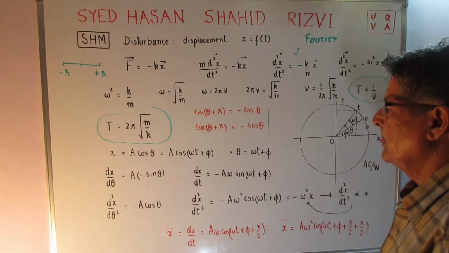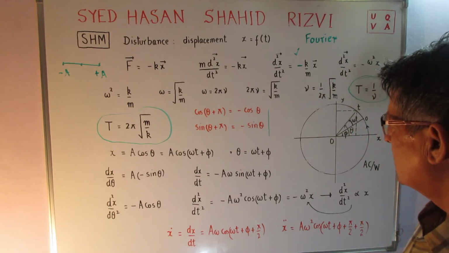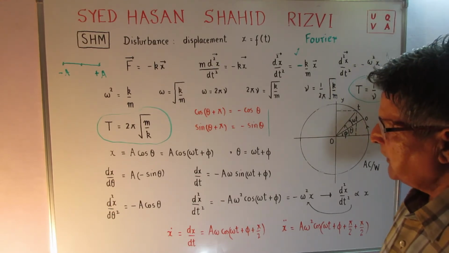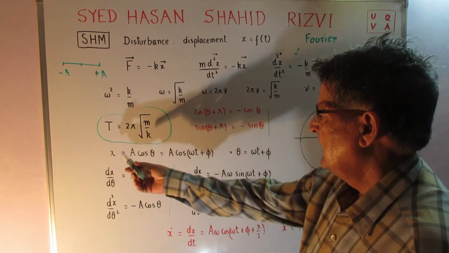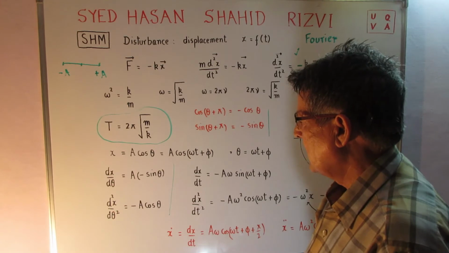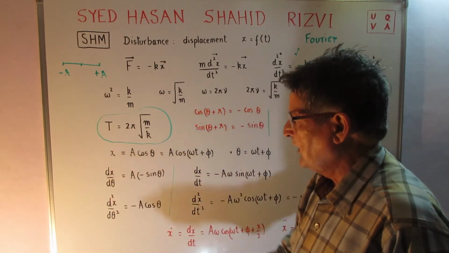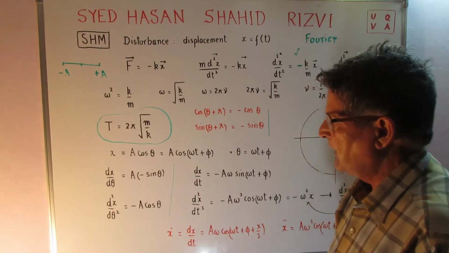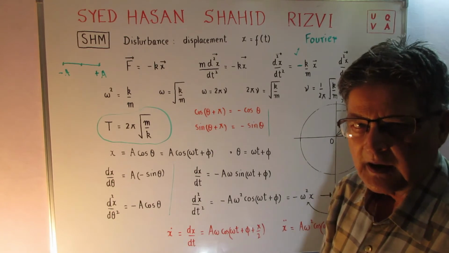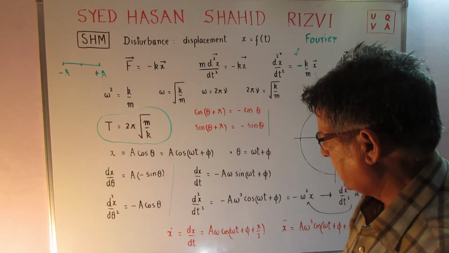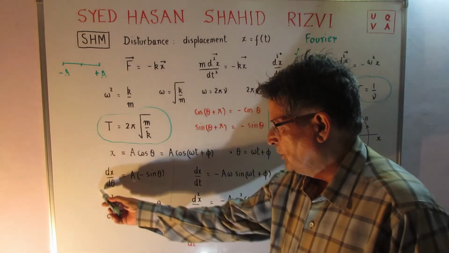Initial phase. I'll have occasion to talk to you about that more. So if I take this simply as a cos theta, then I can write dx upon d theta, the differential of x with theta, as a into minus sine theta. Well, that is how the books do.